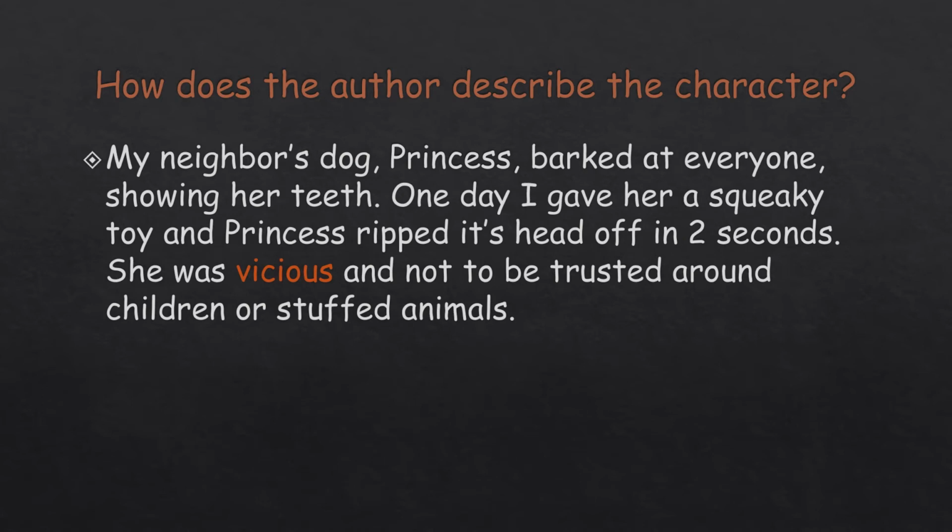Let's do the same thing for example 2. How does the author describe the character? My neighbor's dog Princess barked at everyone, showing her teeth. One day I gave her a squeaky toy and Princess ripped its head off in 2 seconds. She was vicious and not to be trusted around children or stuffed animals. So again, the author is using direct characterization to directly tell us in the text that Princess is vicious.